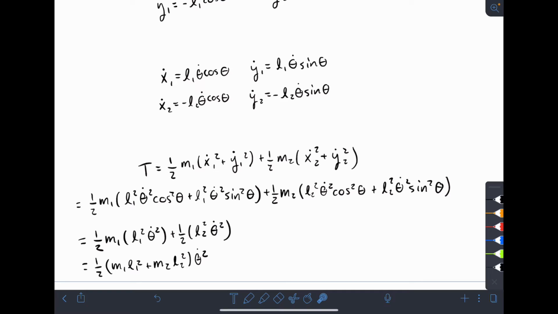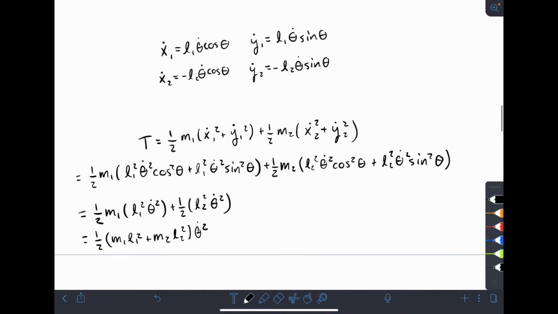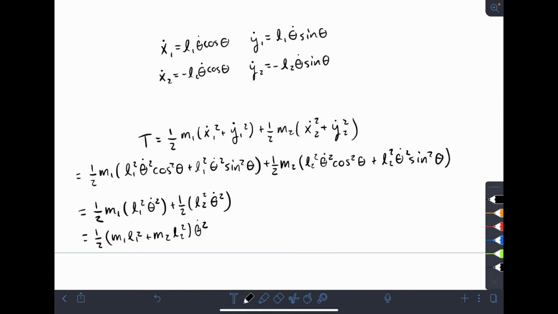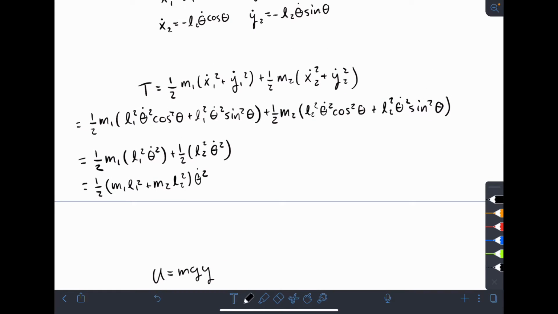The third line, I used the trig identity, sine squared plus cosine squared is equal to 1, which gets rid of all that stuff and helps it simplify. And then this last step was basically just taking out theta dot to make it a little bit easier. So then going down, the potential energy of the system, which is U is equal to mgy, is the energy stored within m1 and m2 due to gravity.